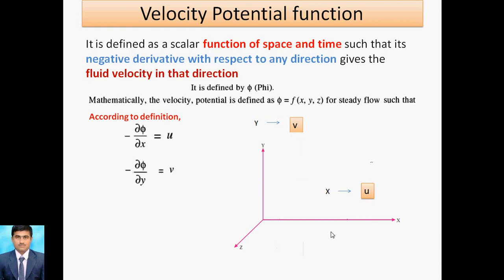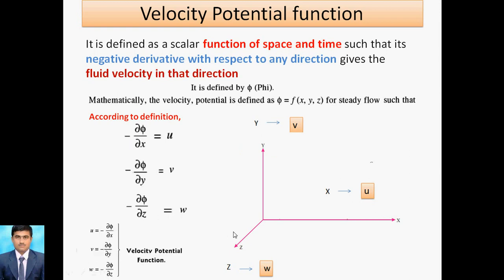If you take the negative derivative with respect to z, the velocity component is w. So that is u, v, w, the velocity. These three relations we use for solving problems. I can also write it in this format: u is equal to minus ∂φ/∂x, v is equal to minus ∂φ/∂y, w is equal to minus ∂φ/∂z.